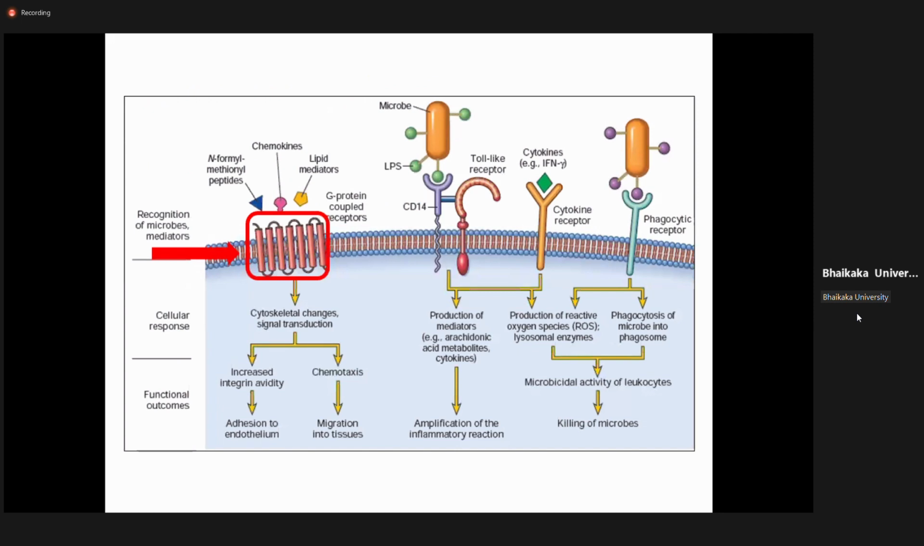What do these chemotactic stimuli do? These chemotactic stimuli bind with the G protein coupled receptor. There are 7 transmembrane G protein coupled receptors. These chemotactic stimuli will combine with this and cause some cytoskeletal changes in the leukocytes. That way, the cell will migrate towards the site of injury.